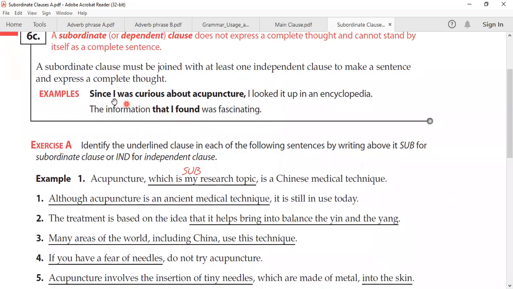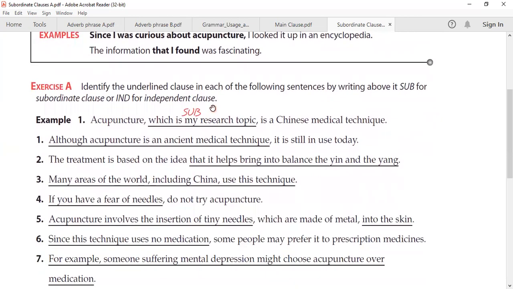All right. So as you can see, "since I was curious about acupuncture," all of this part is a subordinate clause, and it doesn't make sense on its own. It needs to be joined with another clause, right?